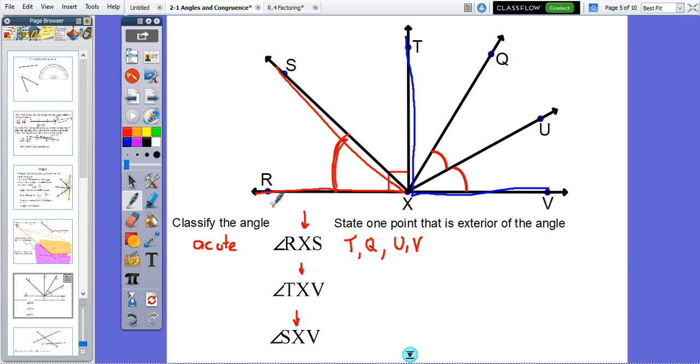Why? Now, you can always assume a straight angle. RXV is a straight angle. We can always assume that's 180 degrees. For sure. No doubt on that. Now, over here, there is a 90-degree angle, TXR, on this side. So that is 90 degrees.